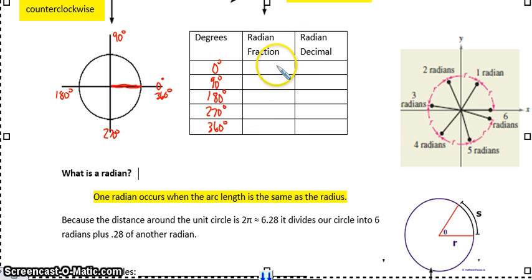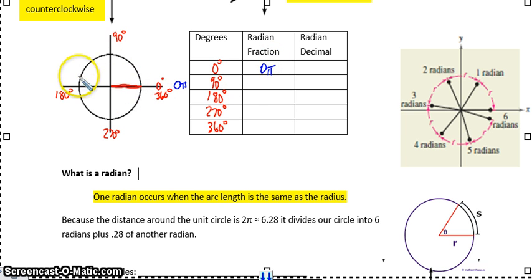Well, a radian is basically, 1 radian occurs when the arc length is the same as the radius. Well, what does that mean? We'll get to that in a minute. But a radian is just a way to write these degrees as fractions. So we're going to write them as fractions in terms of using pi with it. So 0 degrees is the same as 0 pi. That would be our measurement in terms of radians.